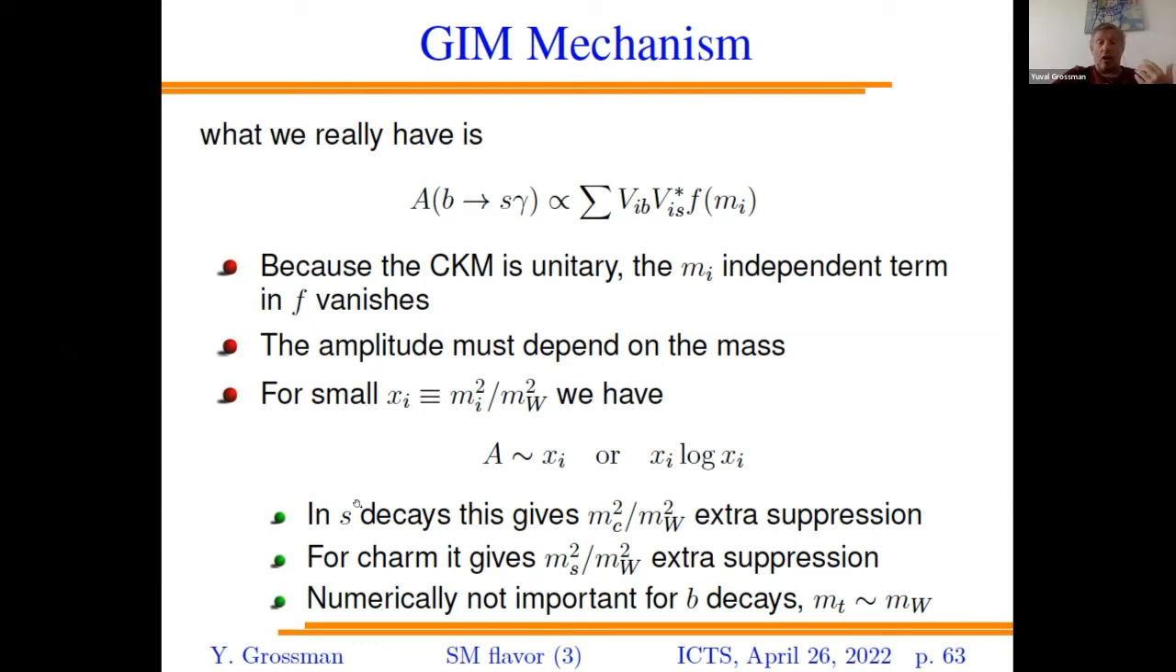And for kaon physics, it turned out that the charm is usually more important, despite the fact that it's so light. And that's because the CKM factor of the top is so small.